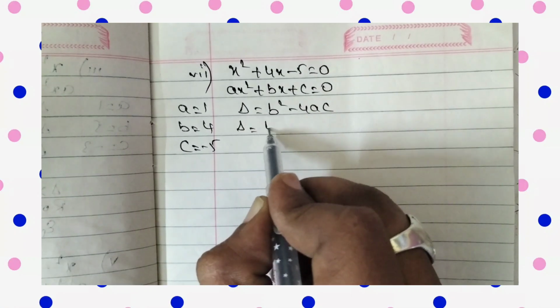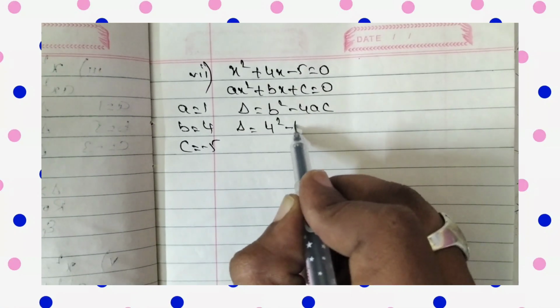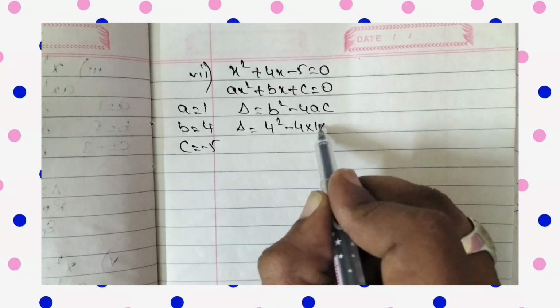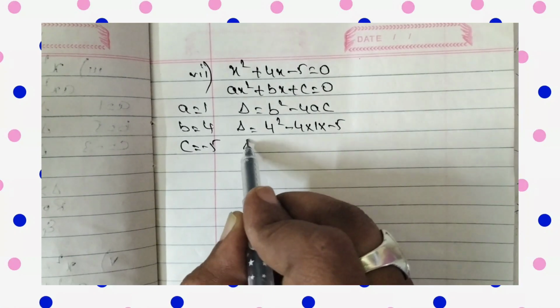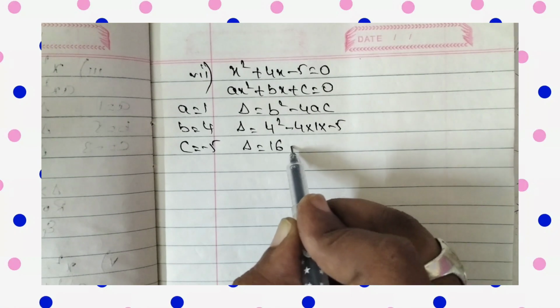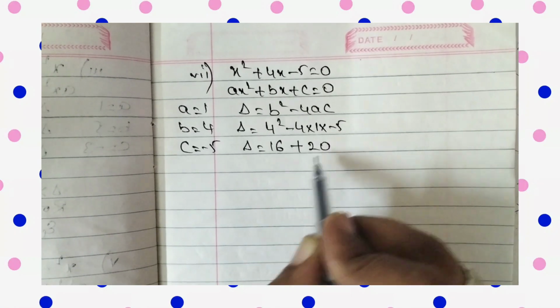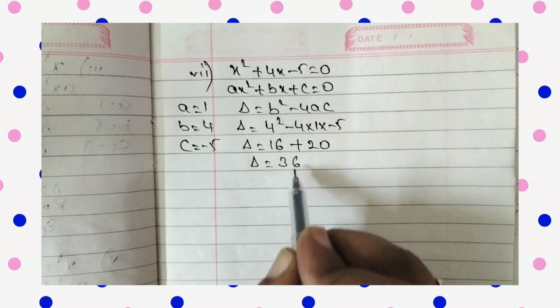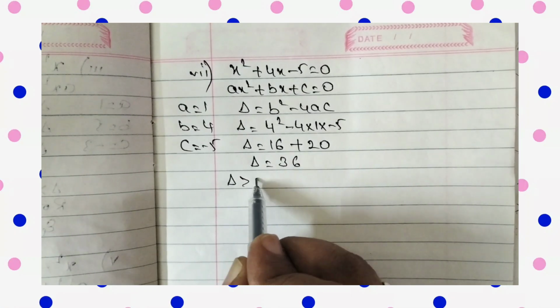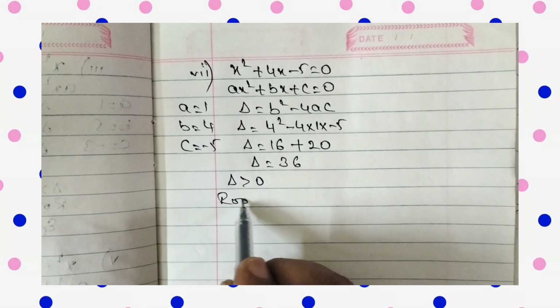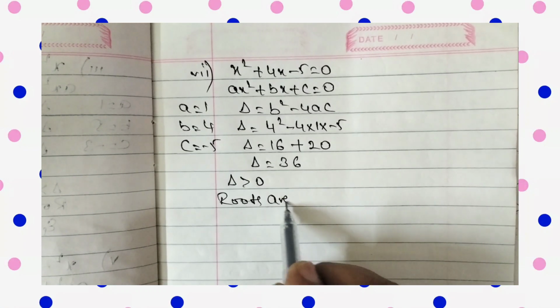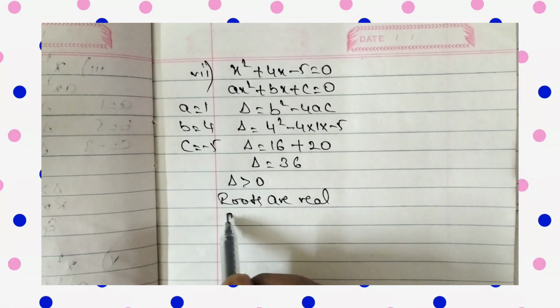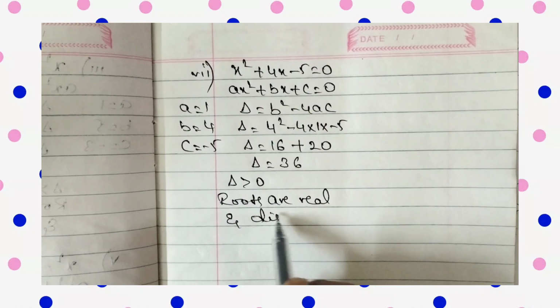So delta is equal to b square, 4 square, minus 4 into a is 1, c is minus 5. Delta is equal to 16 plus, minus into minus is plus, 4 fives are 20. So delta is equal to 36. That means delta is greater than 0. If delta is greater than 0, then the roots are real and distinct.